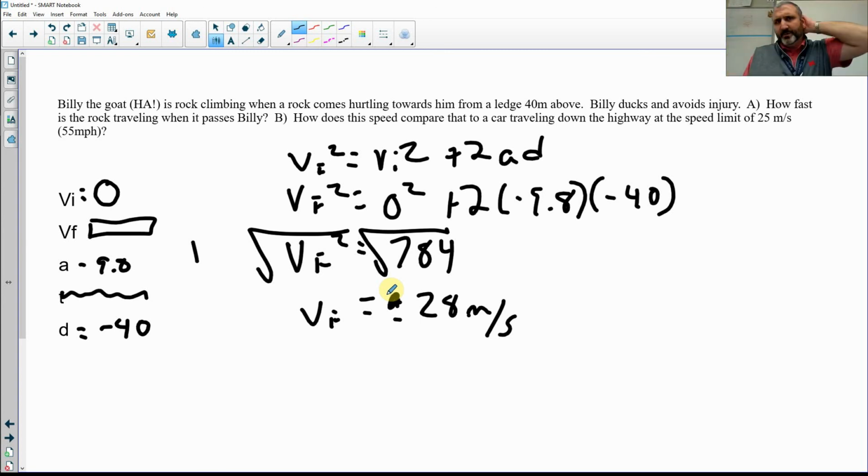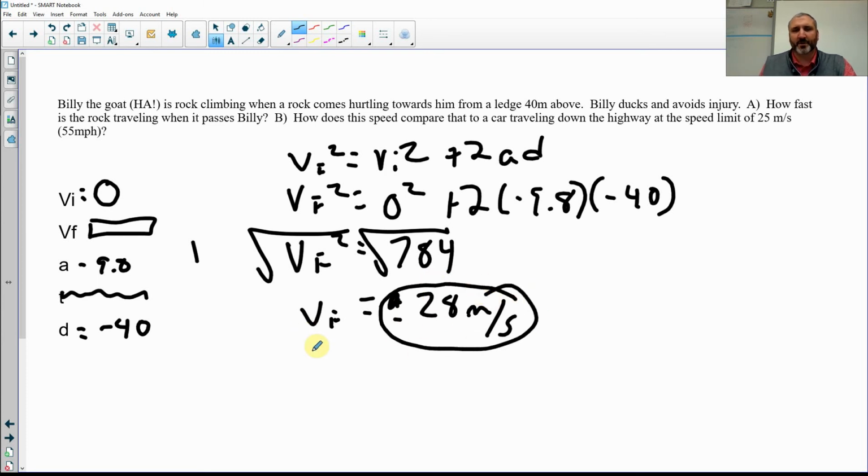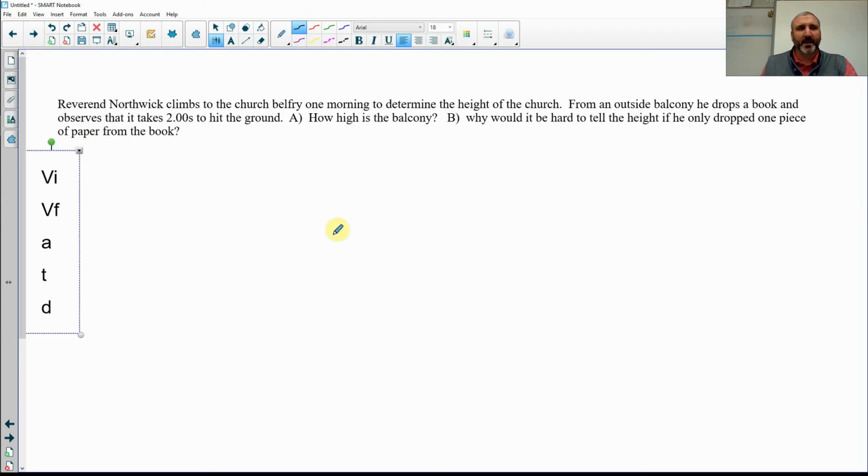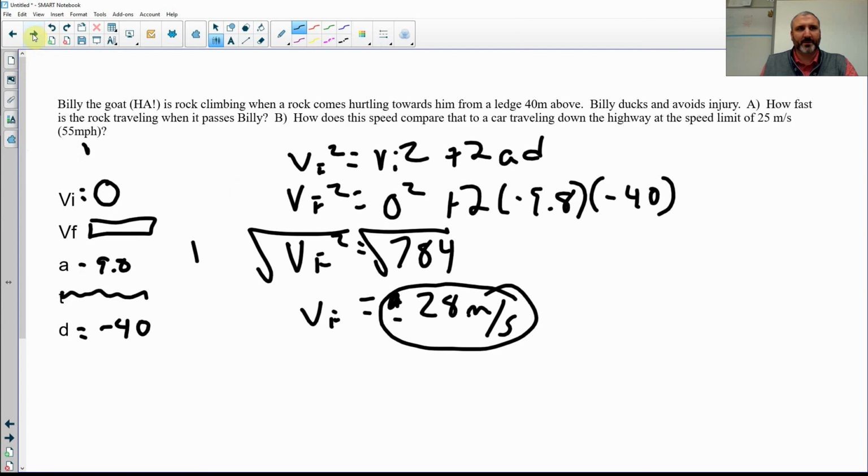Because you remember from math class, whenever you take the square root of something, it's technically plus or minus. So we're going to take the negative because velocity is a vector quantity and it's going down. So we're going to take the negative 28 meters per second, which is faster than 55 miles per hour, because 25 meters per second is 55 miles per hour. Last one.